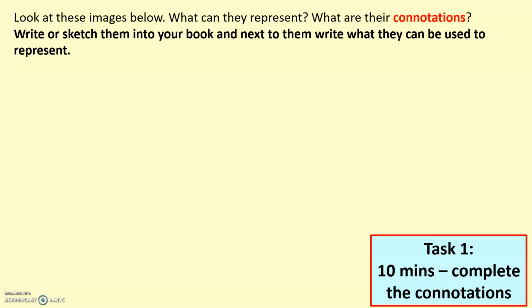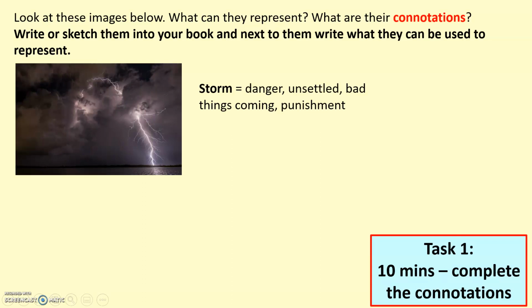For this activity, task number 1, 10 minutes, I want you to complete the connotations. As it says in bold there, write or sketch the thing into your book and then particularly write the connotations next to it. So for example, the first one is a picture of a storm. I've done that one for you, as you can see. So storm equals, and you can write this into your book as well, danger, unsettled, bad things coming, punishment. Foreshadowing could be something else you could write there as well. And it is also pathetic fallacy, although those aren't technically connotations.